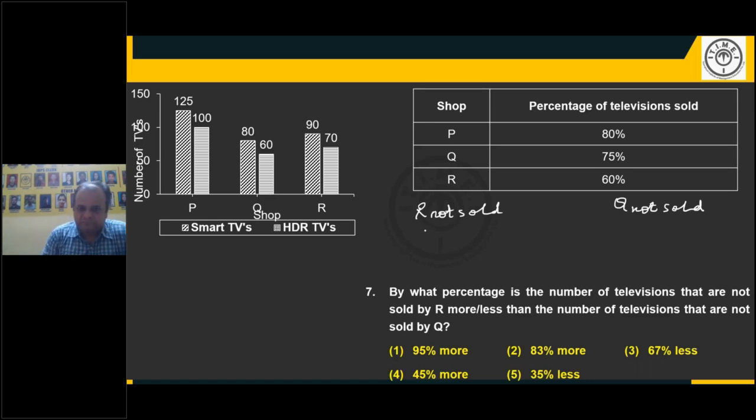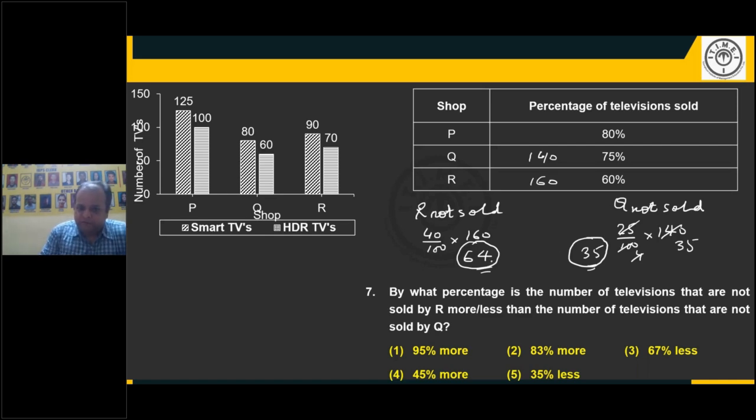If R sold is 60%, what will be R not sold? 40%. 40% of 160. And Q not sold would be, 75% is sold, so what is not sold? 25% of 140, because the total is 140. Sorry, this is 140 and this is 160. So if you look at it, R not sold is 64 and Q not sold is 35, right? 25 fours are 100, and this gives you 35. Now what we have to do is compare in terms of percentages. R's value is 64 not sold, Q's value is 35 not sold.